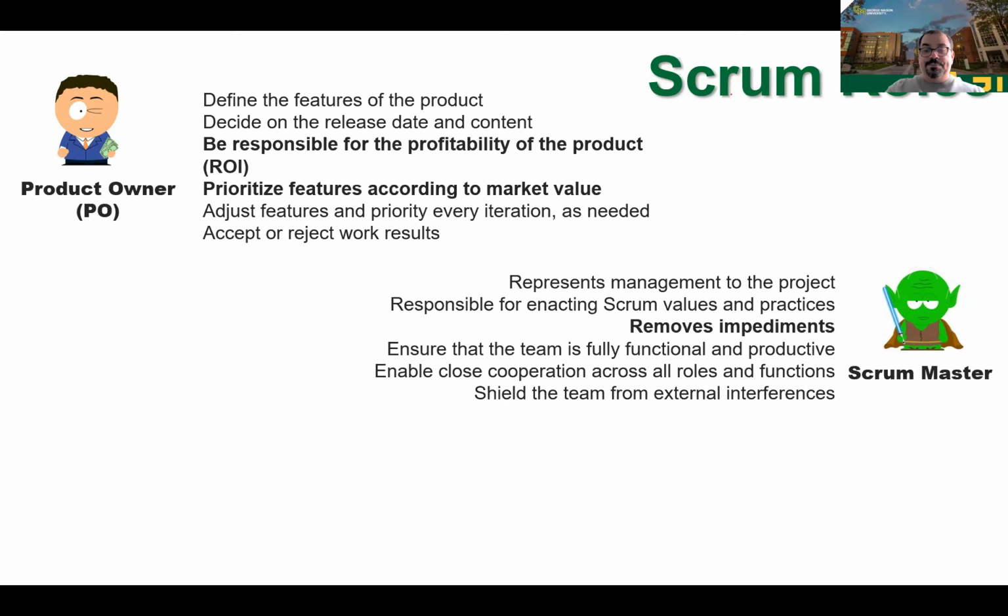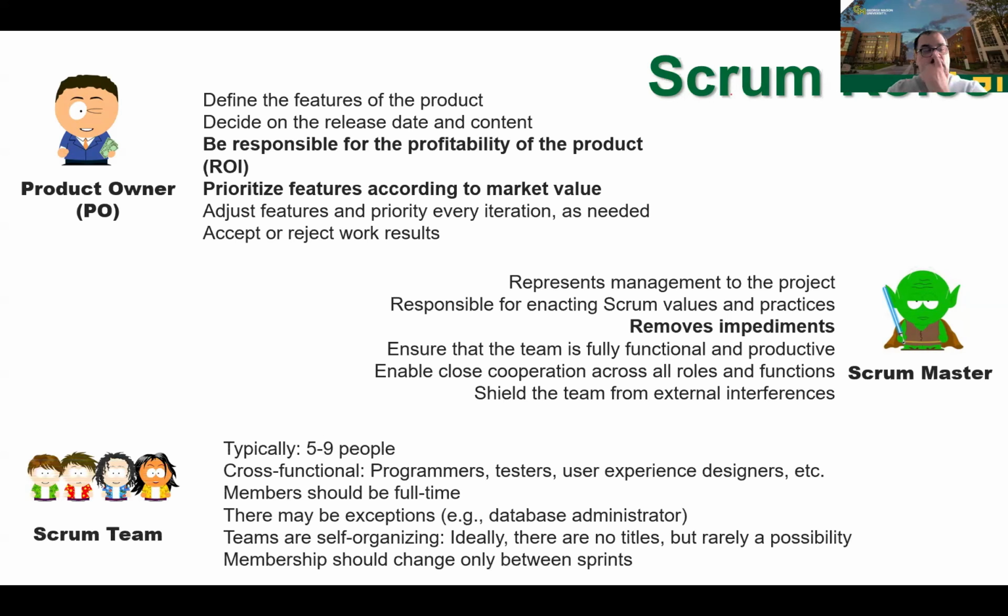Finally, you have the team. One important thing is that the Scrum team has 5 to 9 people and is cross-functional. You have programmers, testers, user design members. Part of the members should be full-time. Part of the members are only part-time or work on a specific sprint, for example, a database administrator. You may need only 3 hours a day of a database administrator, who is part of the team. The teams are self-organized. There are no titles.